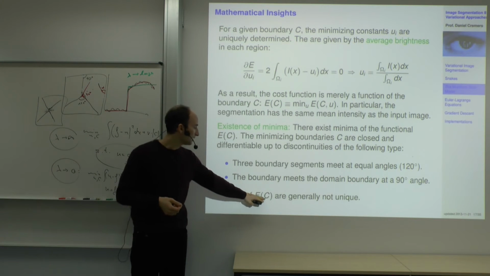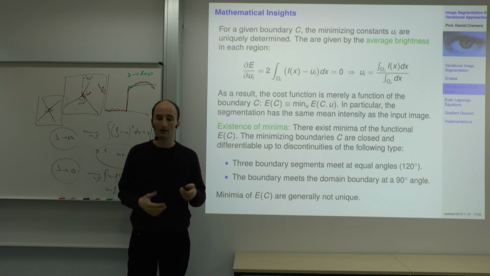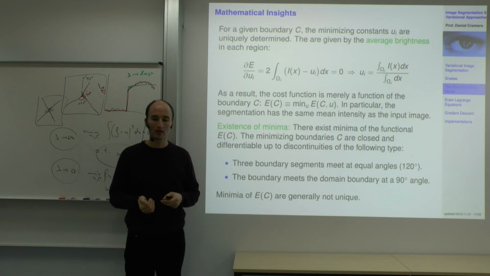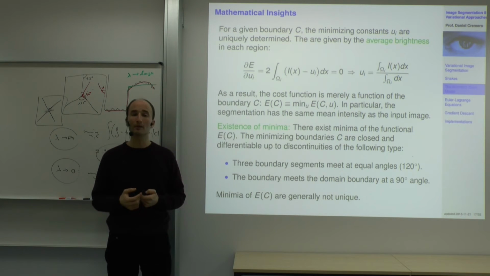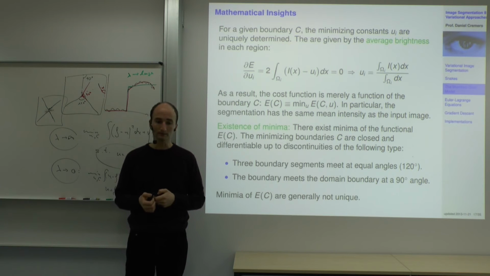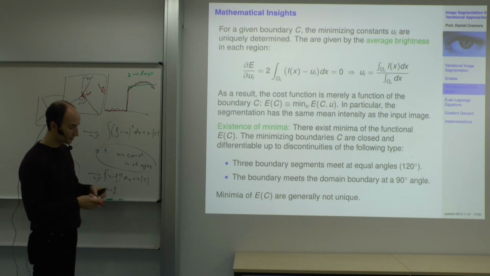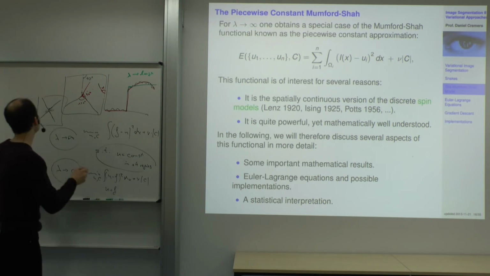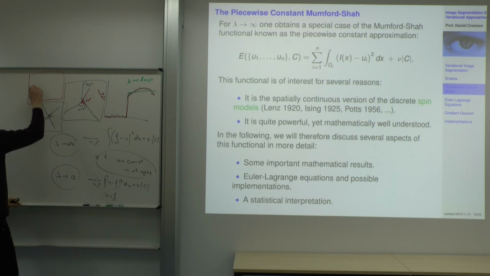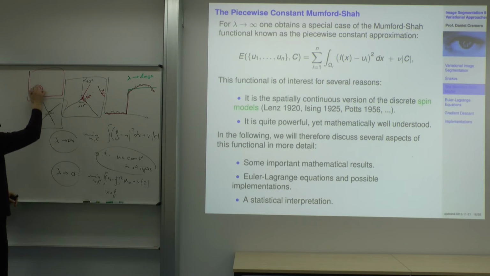In general, the minima of this energy are not unique. So typically you will have multiple minima, and there are lots of examples where you have multiple optima of the same cost. So even the global minimum is not always unique. To give you one example why the global minimum is not unique, clearly in the cost function you have a competition between a data fidelity term and a boundary length term. And you can imagine a case of this type where you have a circle, say, is black, the area inside the circle is black, the background is white.